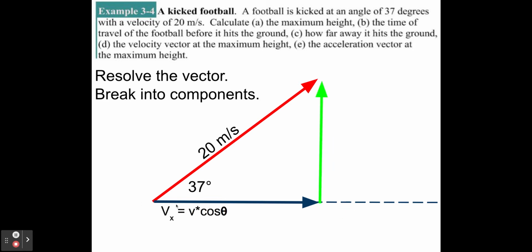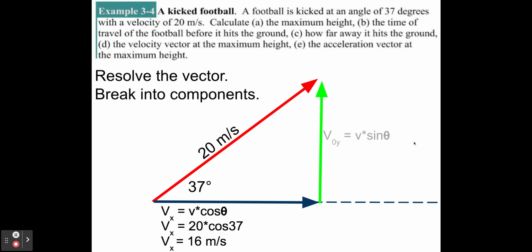So to find this horizontal side, remember, the Vx is equal to the overall velocity times the cosine of the angle. So we simply plug in 20 meters per second times the cosine of 37. Remember to be in degree mode, and we'll get roughly 16 meters per second.